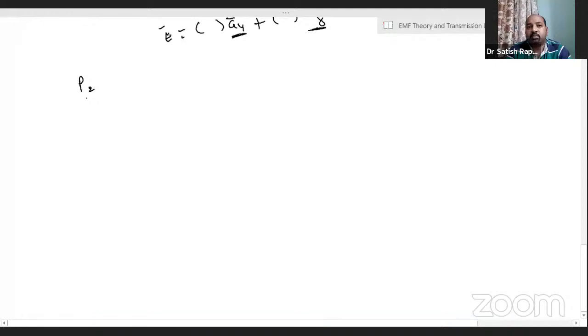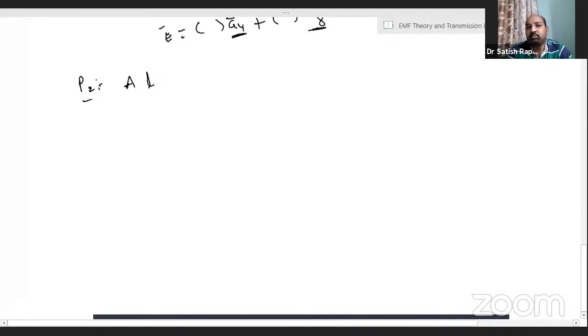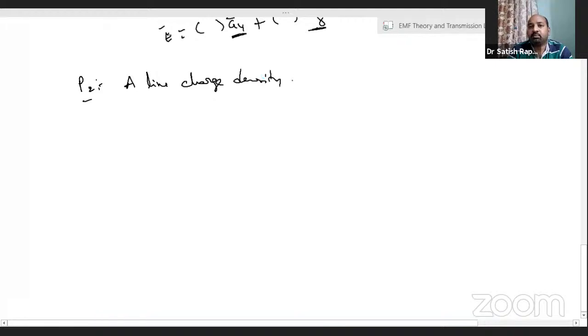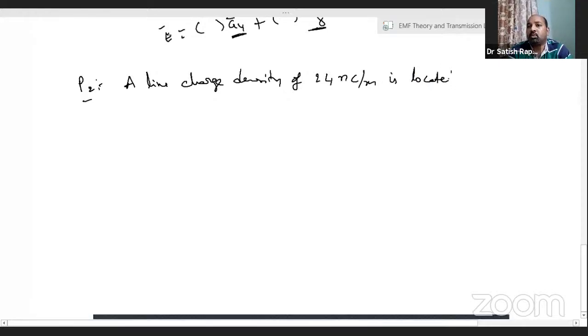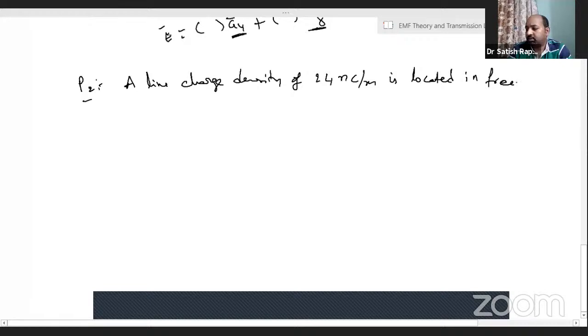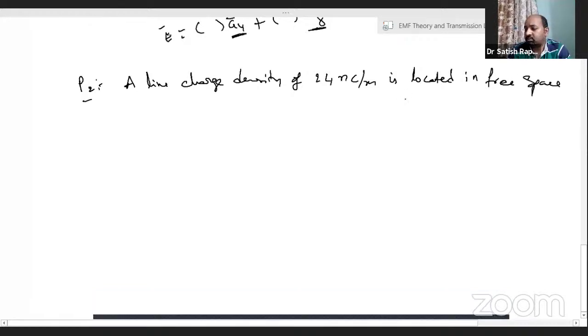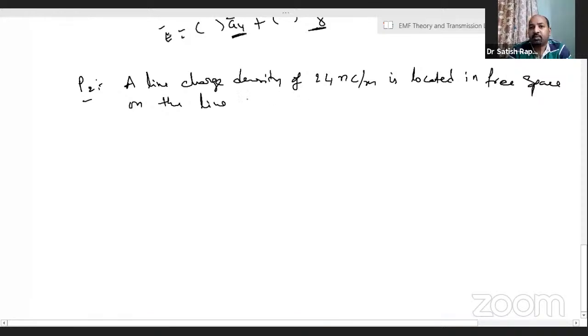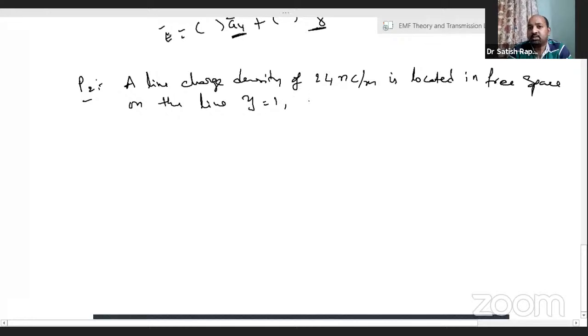Second problem: a line charge density of 24 nanocoulomb per meter is located in free space on the line y is equal to 1, z is equal to 2.